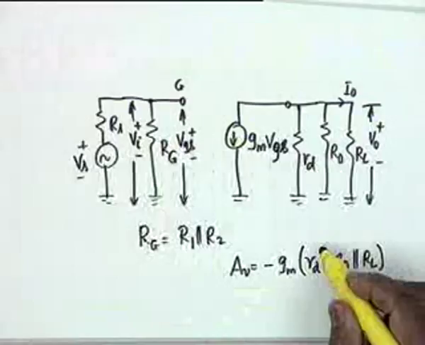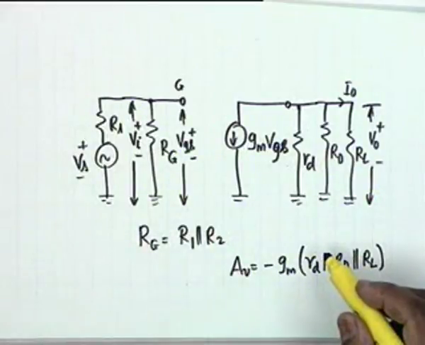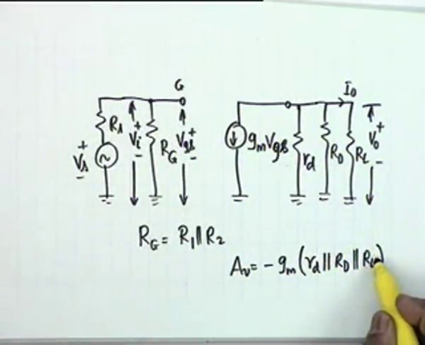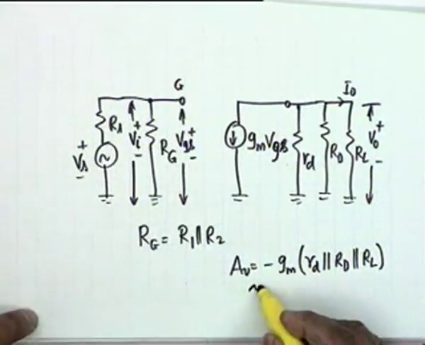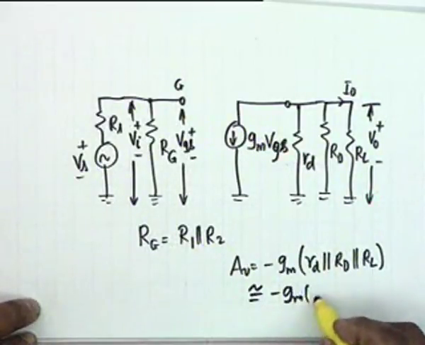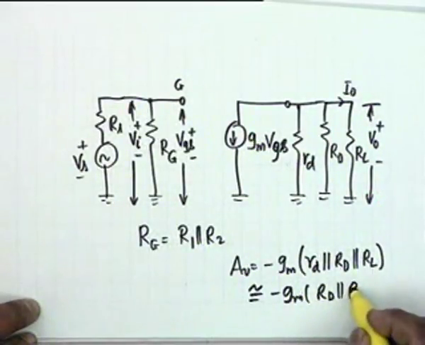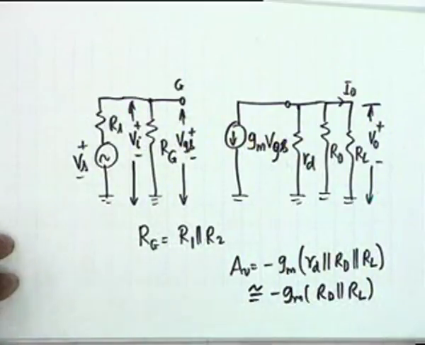And usually small rd is a very large quantity, and therefore the gain is approximately minus gm RD parallel RL. If you so desire, you can denote this resistance by RL prime as we did in the BJT case.